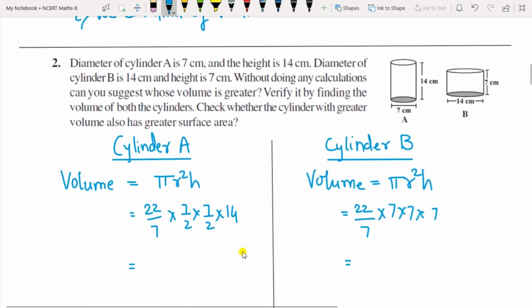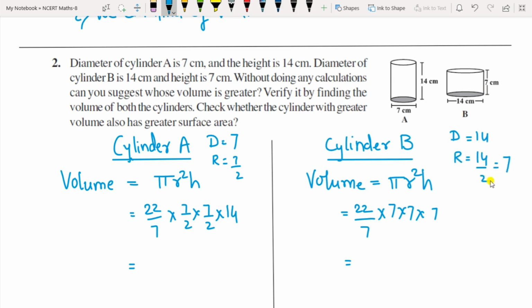Second question: the diameter of cylinder A is given as 7 and height is given as 14. For cylinder B, the diameter is given as 14 and height is given as 7. So when the diameter is 7, radius will be 7 by 2, and when the diameter is 14, radius will be 14 by 2, that is 7 centimeter. All units are centimeters.